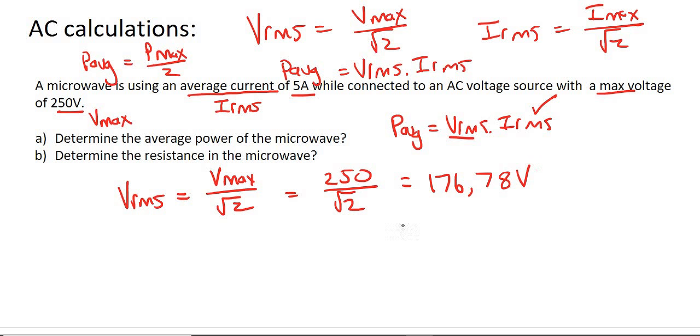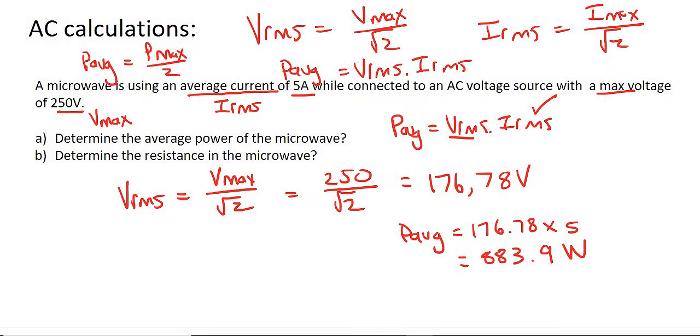So now I can work out the average power as 176.78 multiplied by the average current, which was 5 amps, and that's going to give you 883.9 watts, because power is measured in watts.